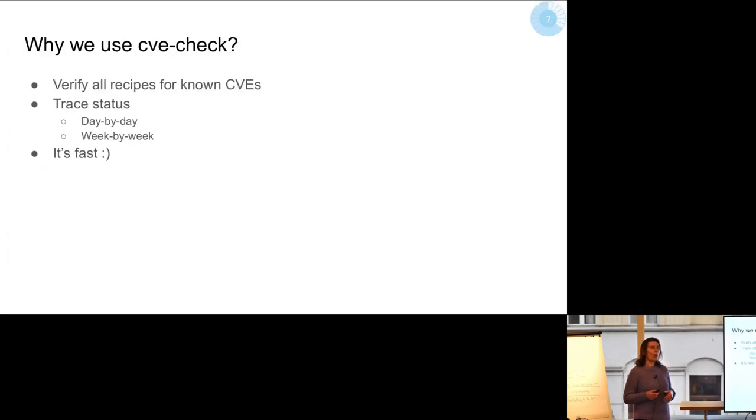Now, why do we use cve-check in OpenEmbedded? You use cve-check if you want to verify the recipes you have in your project for known CVEs. Obviously, you can only verify for vulnerabilities that are known. Unfortunately, my black cat with my crystal ball does not want to show me all the vulnerabilities that will be known in the future, so we cannot do that. But we can look at what has already been discovered and published.